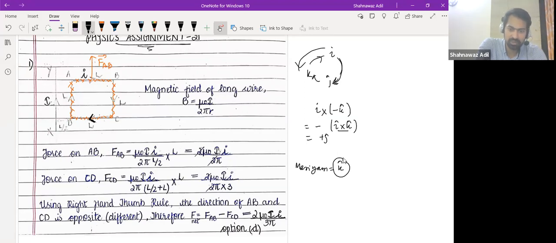Yes, Aisha and Saad, what did you get? What's the direction, guys? In CD. Yes, Aisha? You can use the Maxwell's thumb rule or the IJK method. Any method.